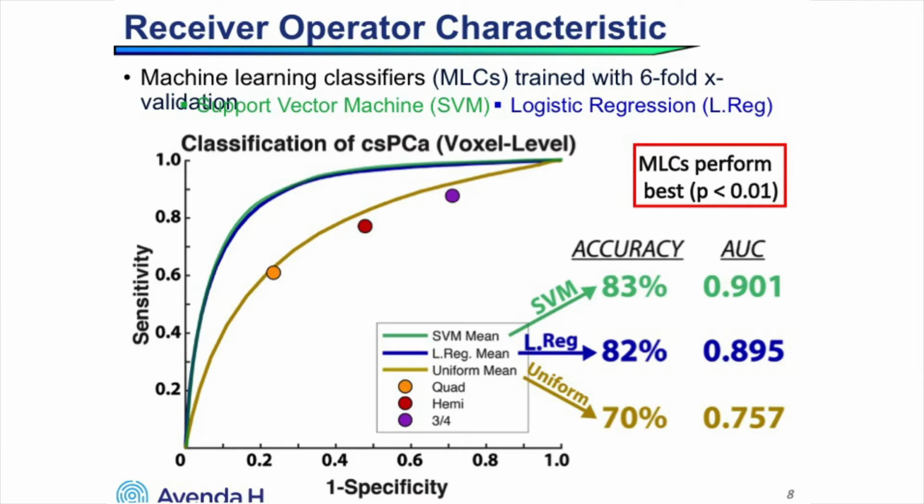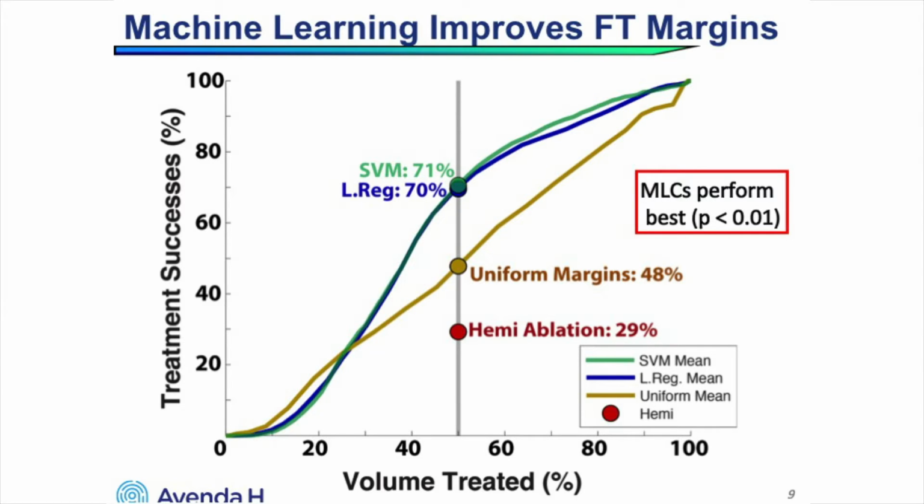We tried a number of different models, and the ones that are seen here are the results for the support vector machine, or SVM, and logistic regression. Now, the 3 colored dots on our receiver operator characteristic are the results for quadrant, hemi, and 3/4 gland ablation. The orange line is the results for uniform margins, which is a slight improvement off quadrant treatment, but not by much. Whereas the green and blue lines are the results of our machine learning classifiers, which vastly and statistically significantly outperformed all the other strategies that were tried, with an AUC of 0.9 and an accuracy over 80%.